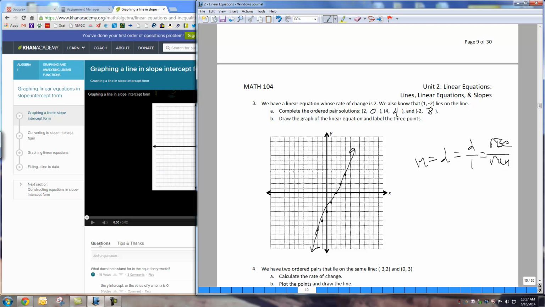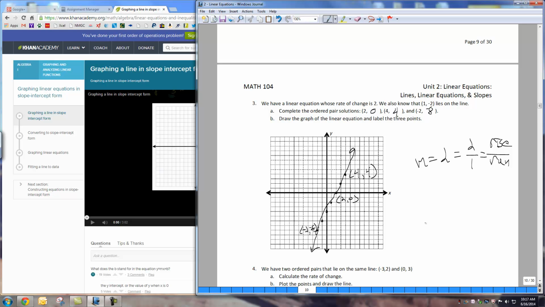Now it says draw the graph of the linear equation and label the 3 points. We haven't created the equation; I've just simply graphed it, and I'll label the 3 points. So this is (2, 0). This is (-2, -8). And this one is (4, 4). Haven't even created the line, but I can.